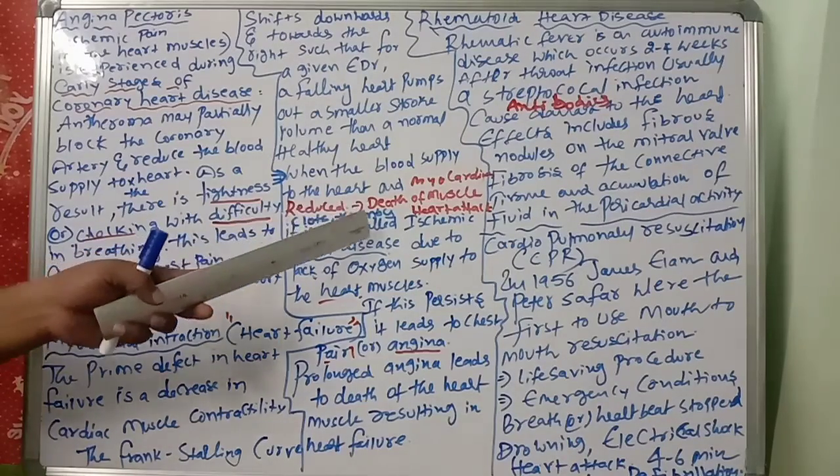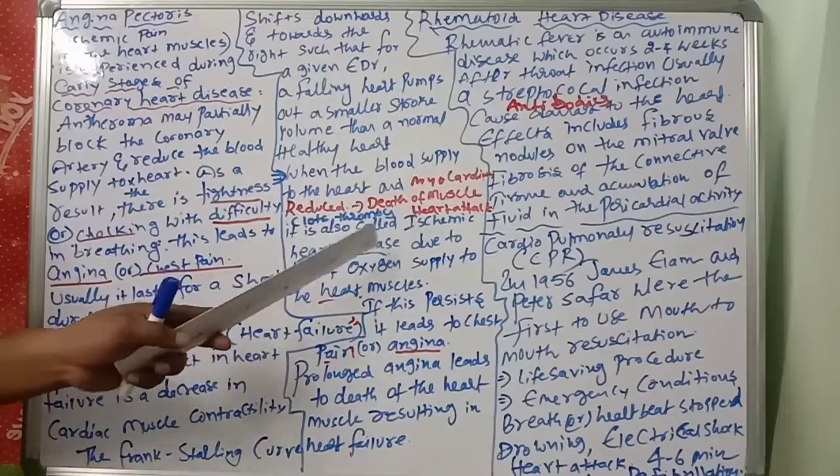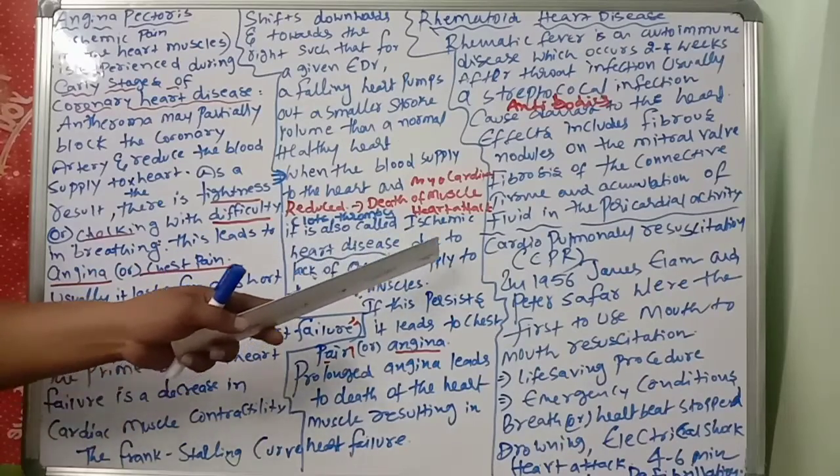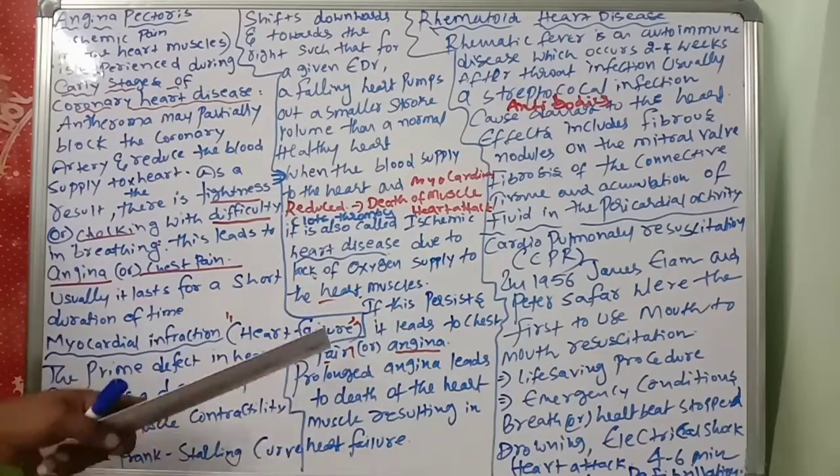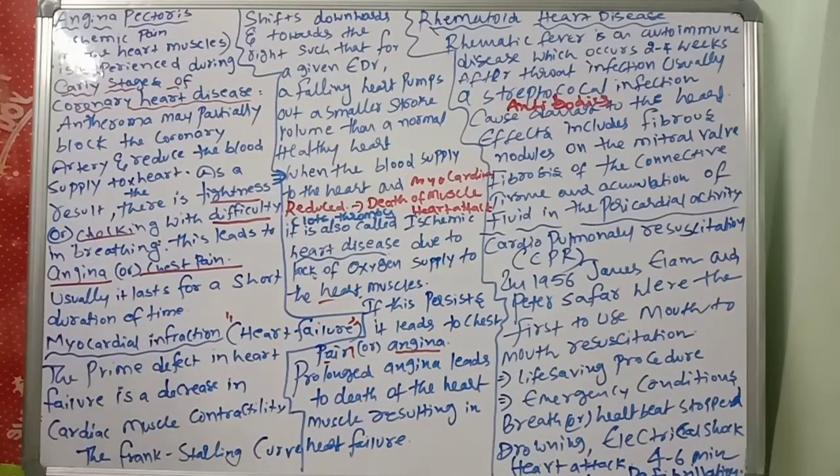And a clot, or thrombus, also causes ischemic heart disease due to lack of oxygen supply to the heart muscles. If this persists, it leads to chest pain or angina. Prolonged angina leads to death of the heart muscle, resulting in heart failure.